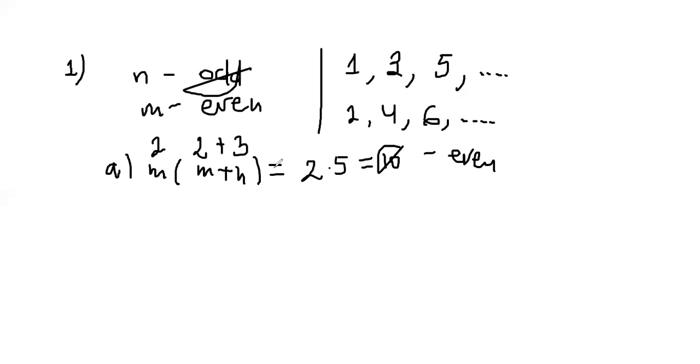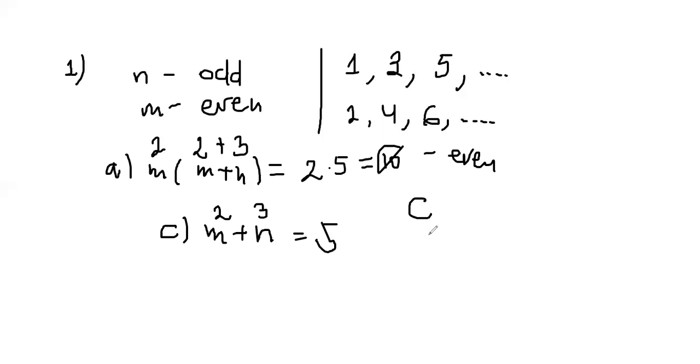So if we check all the answers, we are going to get C, m plus n. For example, if m is even and n is odd, for example m is 2, n is 3, then the answer will always be an odd number. So in exercise 1, the correct answer is C. Let's continue to the next one, which is number 2.